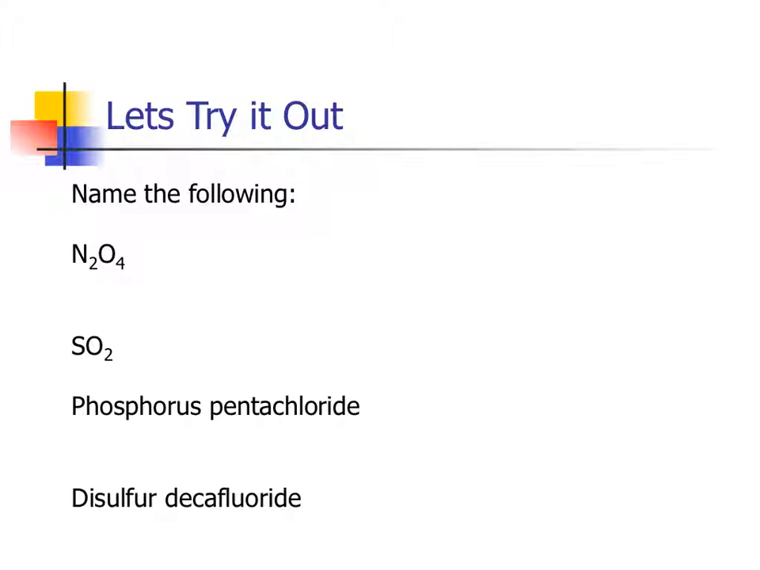So let's practice them. Let's try some out. So we see this N2O4. When I first look at this, I see N2, so I have 2 nitrogen. The prefix for 2 is di, and so I write di, and I don't have to capitalize it, and it's nitrogen. And then the second element I have is oxygen, but I have 4 of them.